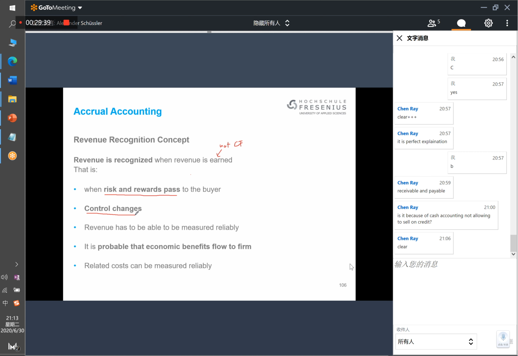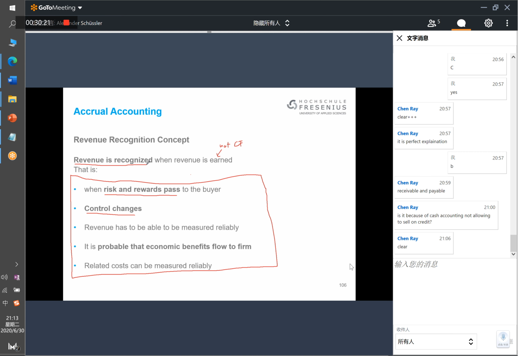So that means, for example, in the example of a car, when the firm hands over the key to the customer. Revenue has to be able to be measured reliably, it is probable that economic benefits flow to the firm, and the related costs can be measured reliably. All this has to be true. Whenever this is met, then revenue can be recognized.